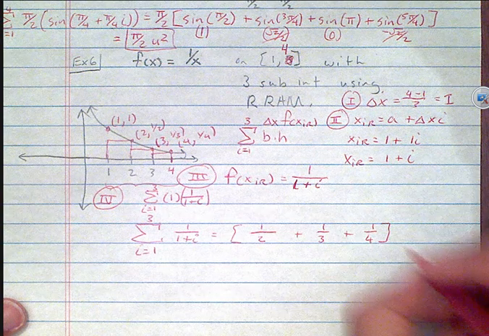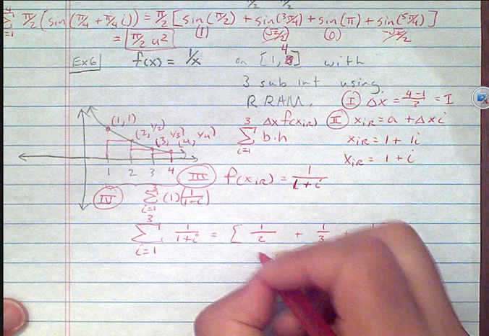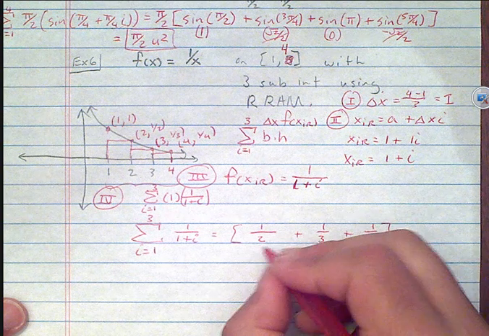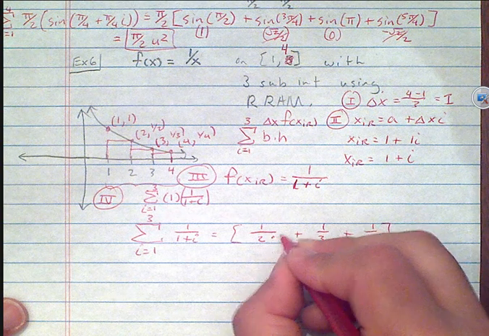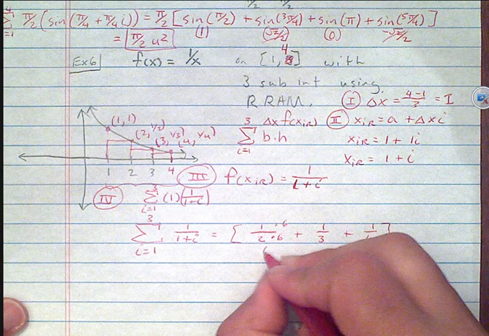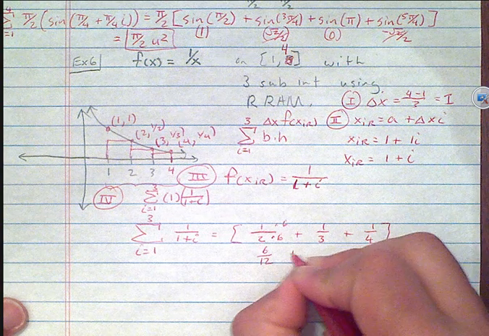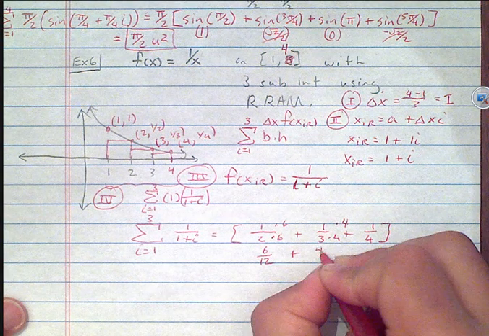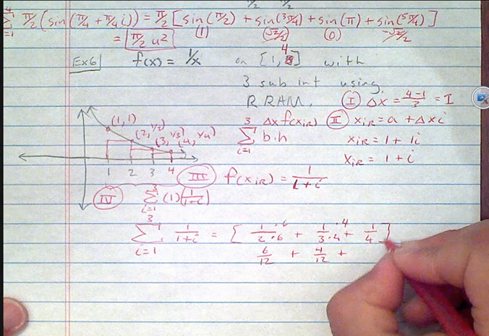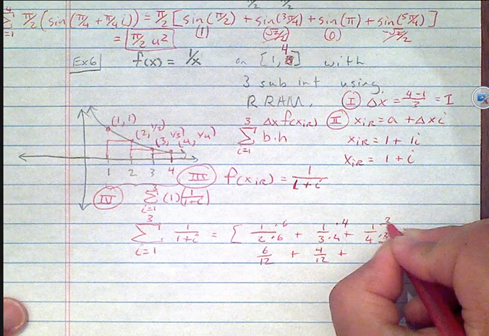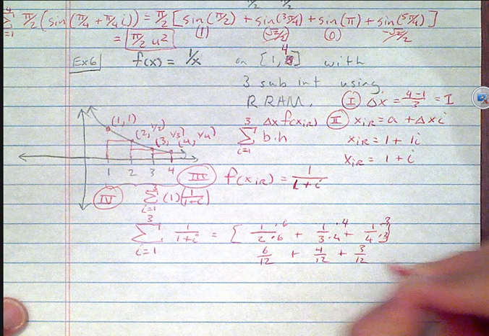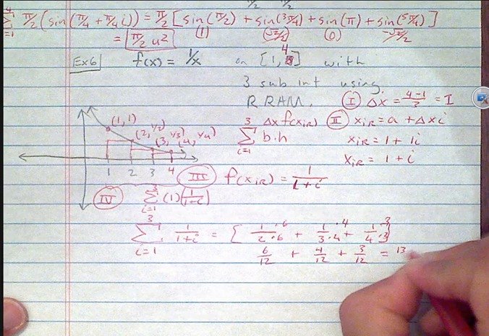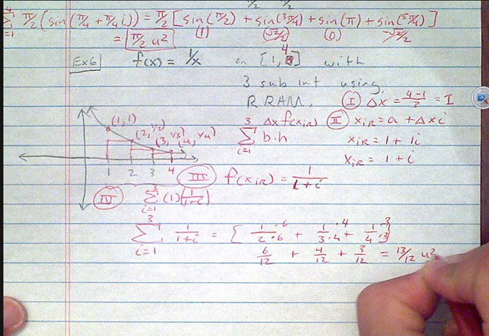So 1/2 plus 1/3 plus 1/4. We've got to get common denominators, which I believe the closest one in this case is 12. So times 6, 6 over 12, plus times 4, 4 over 12, plus times 3, 3 over 12. And 6 and 4 is 10, and 3 is 13 over 12 units squared.